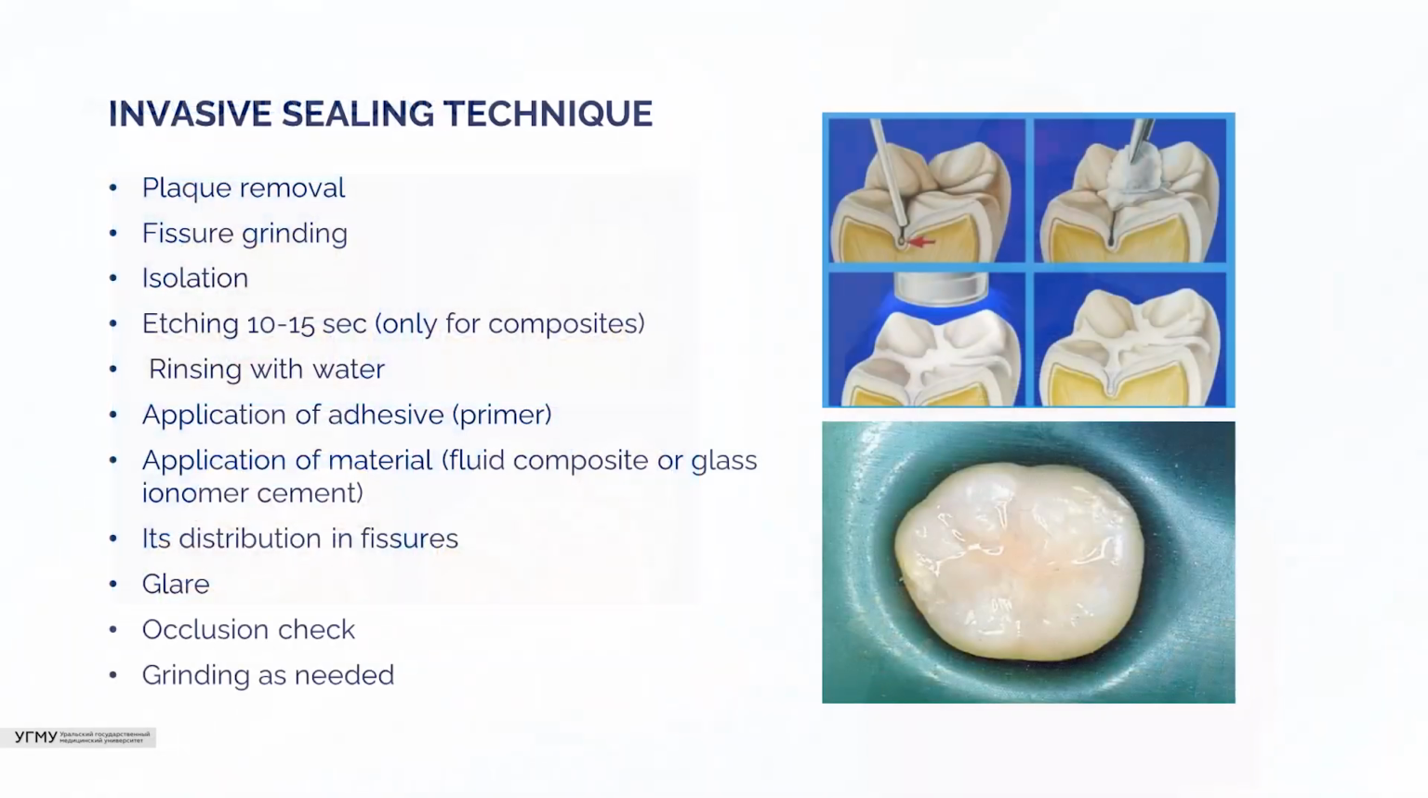The stages are: remove plaque, clean pits and fissures, grind fissures, isolate the tooth, etch with acid for 10-15 seconds, rinse with water, dry the tooth, first apply adhesive or primer, distribute material with probe, light cure. Then apply composite material or glass ionomer cement, light cure, check occlusion and contacts, remove excess sealant, apply fluoride. Following the algorithm is the key to success.